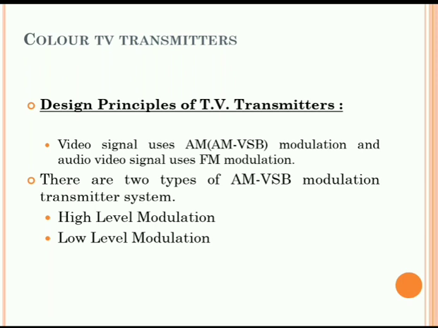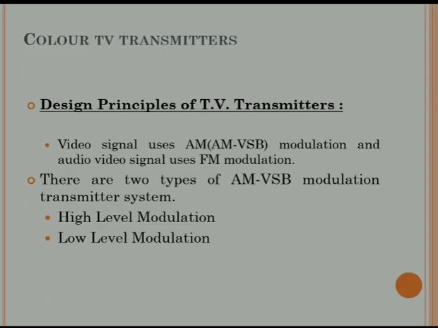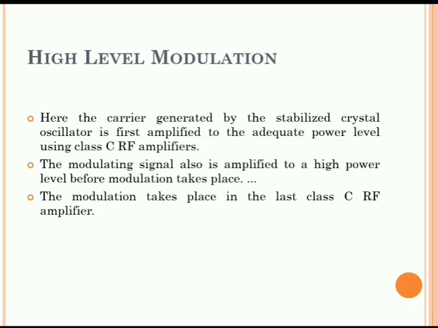There are two types of AM VSB. Whatever video signal we have, we are modulating that video signal. There are two types for modulating it: one is high level modulation and another is low level modulation. Now we will see in detail about high level modulation and low level modulation. Let us see high level modulation.